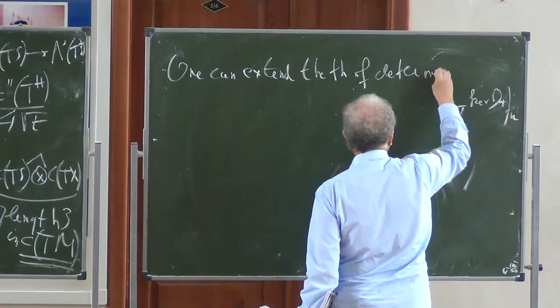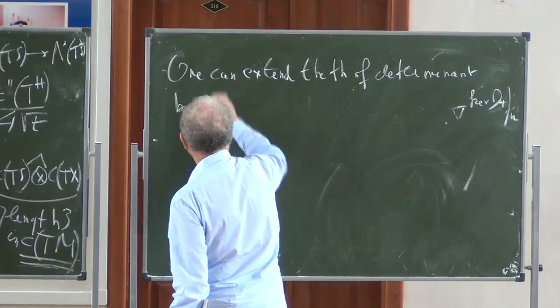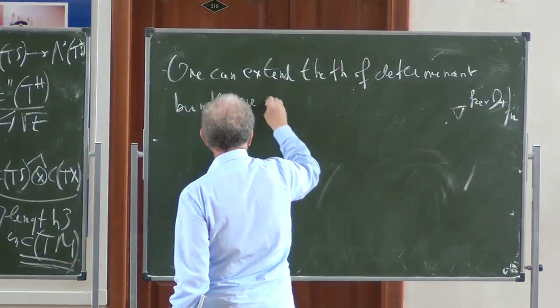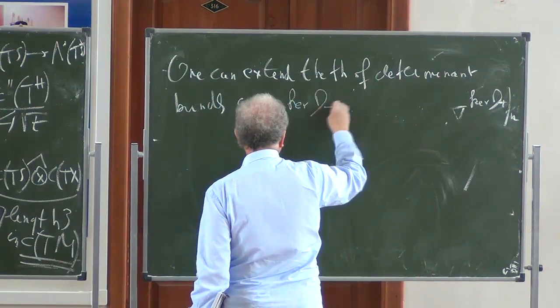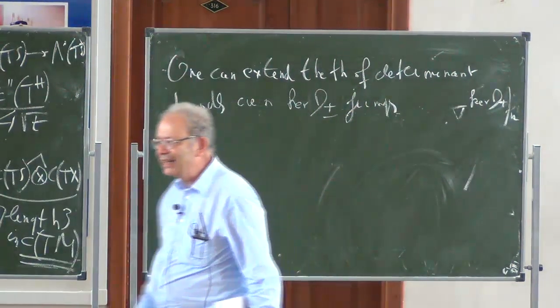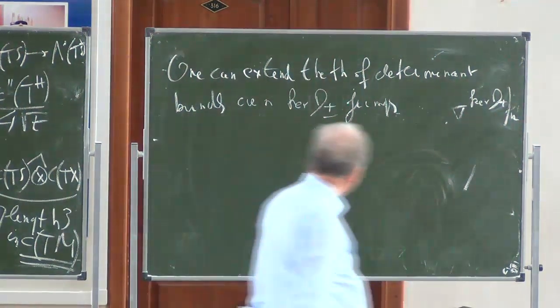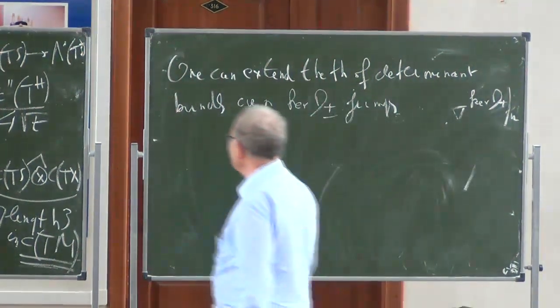Of determinant bundles, even when the kernel of d plus minus jumps. That is, even though I formulated the theorem in the case where I assume the kernel of d plus and the kernel of d minus, their dimensions do not jump, the determinant bundle itself doesn't see the jumps at all. So this is the first thing.